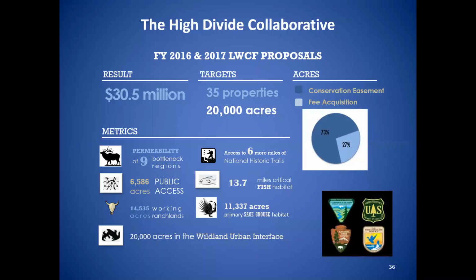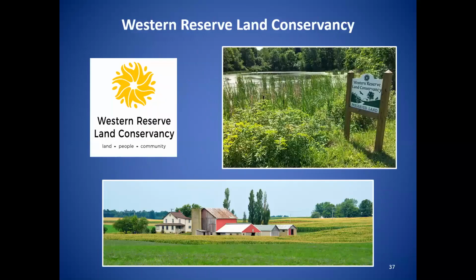There were two recent independent research projects that have measured the ecological conservation outcomes for this work and documented clearly the value of a collaborative approach to achieve conservation goals. A second example is a landscape scale collaboration in a more urban setting, the work of the Western Reserve Land Conservancy in Northeast Ohio.